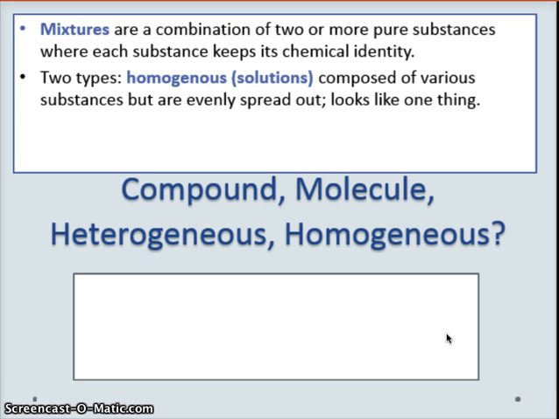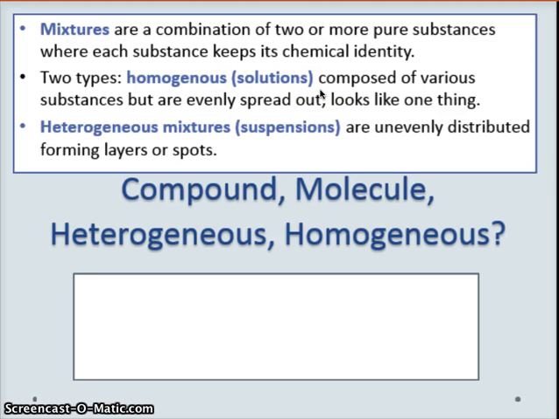So mixtures, there's two different types of mixtures. Homogeneous solutions, they're evenly distributed. They look like one thing. Heterogeneous, they form layers or spots. For example, a piece of wood, it has layers in the wood, so it's considered heterogeneous.